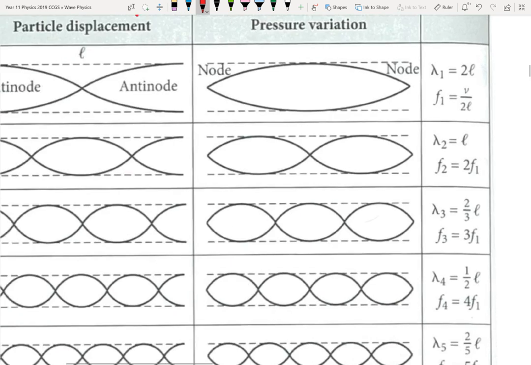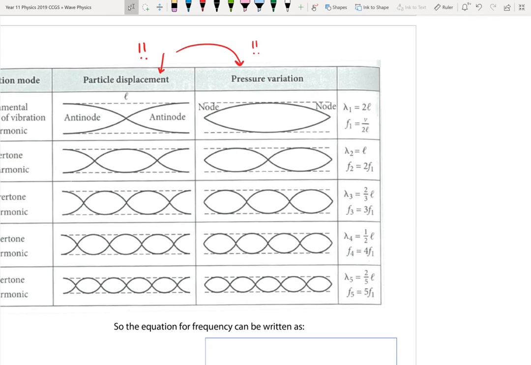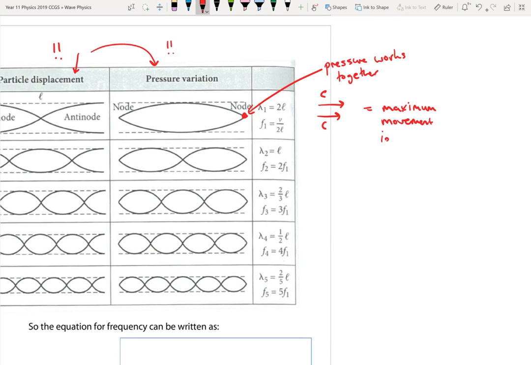Just on this, I just want to quickly add here, that's where the pressure works together. And as I said before, that might be compression and compression. They work together, and that's going to equal maximum movement of particle, i.e. particle antinode.